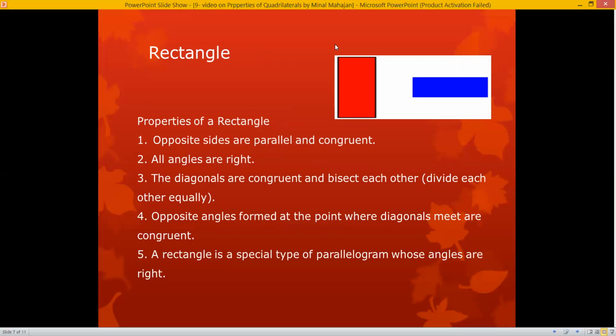You can see here another type of quadrilateral, that is rectangle. Properties of rectangle. Opposite sides are parallel and congruent. Congruent means equal. All angles are right. The diagonals are congruent and bisect each other. Opposite angles formed at the point where diagonals meet are congruent. The rectangle is a special type of parallelogram whose angles are right.